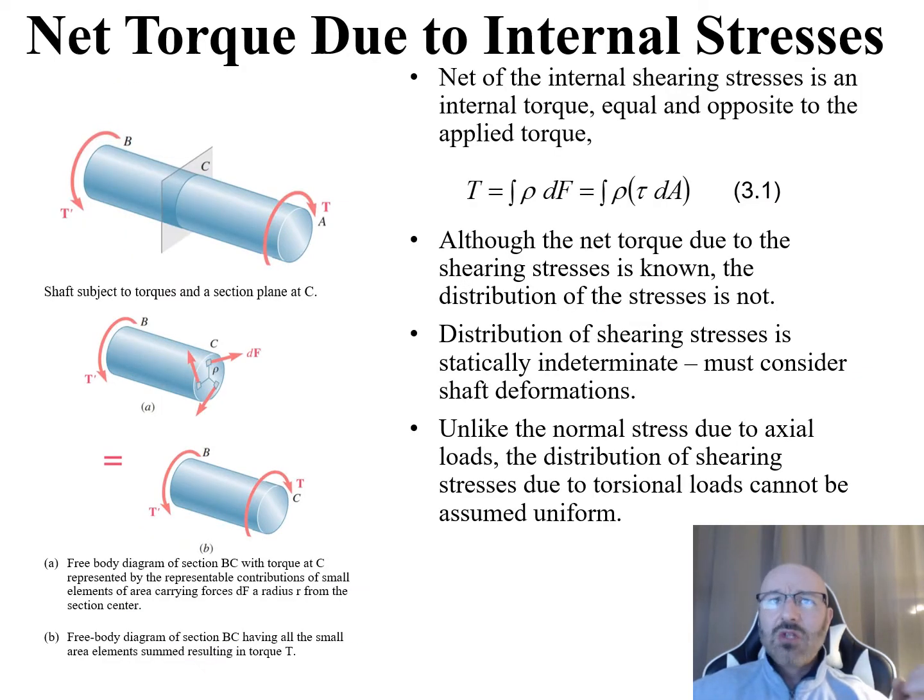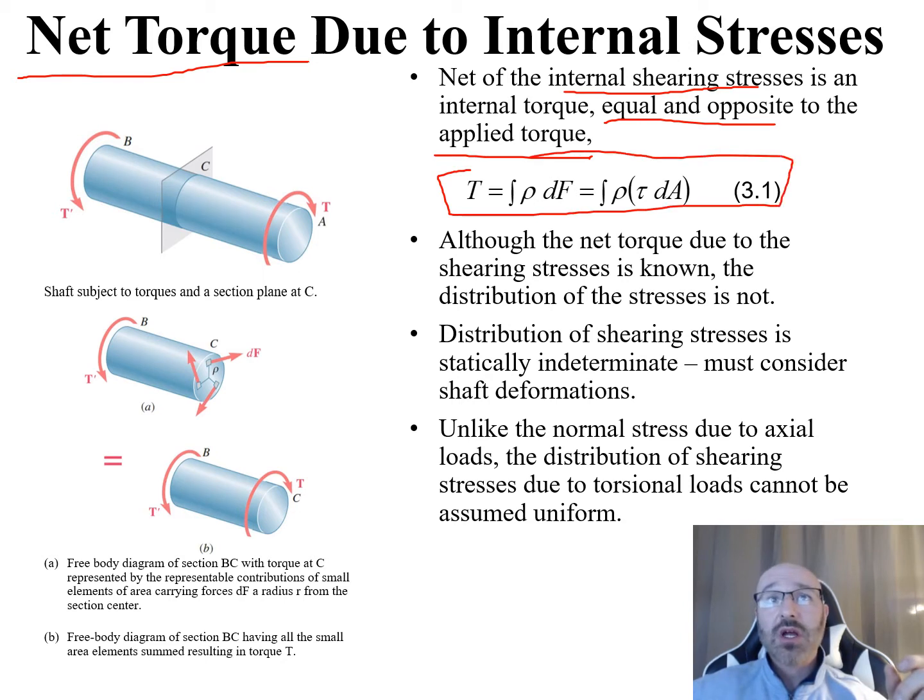So next we want to take a look at some internal stresses and how they affect our net torque. How is the net torque due to these internal stresses? What we can look at here is that the net of these internal shearing stresses is an internal torque. Now this is going to be equal and opposite to the applied torque, and that's important. We can relate this back to equation 3.1 in our textbook, and we'll go into some details and applications and break down the variables for this in the next couple slides.